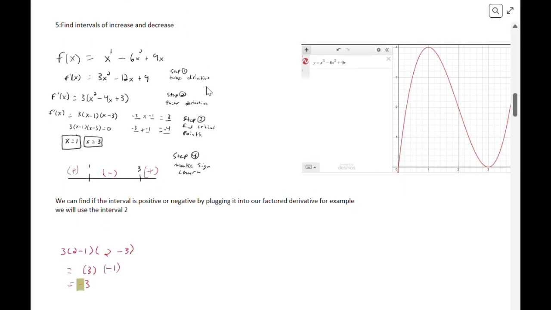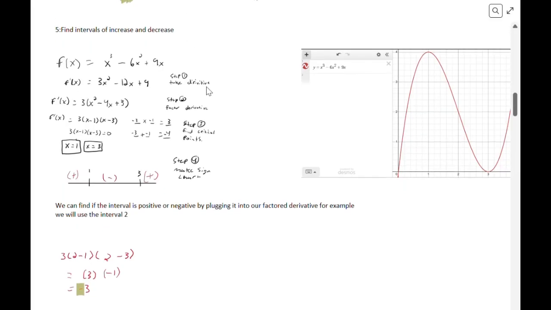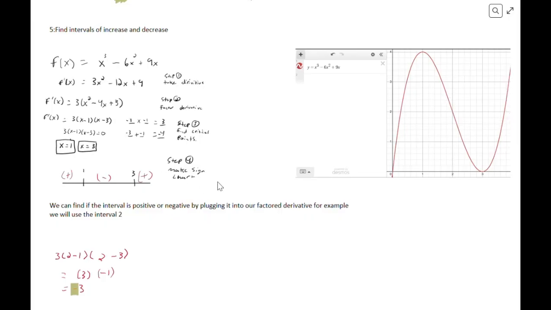Okay, so now let's find intervals of increasing and decreasing. For increasing and decreasing, we know that we use the first derivative of the function. After we take the first derivative, we are left with this. Now we factor out the derivative and simplify it. When we're simplifying, we also find the critical points. So now that we know the critical points are x equals 1 and x equals 3, we can make our sign chart and find out where the graph is increasing and decreasing.